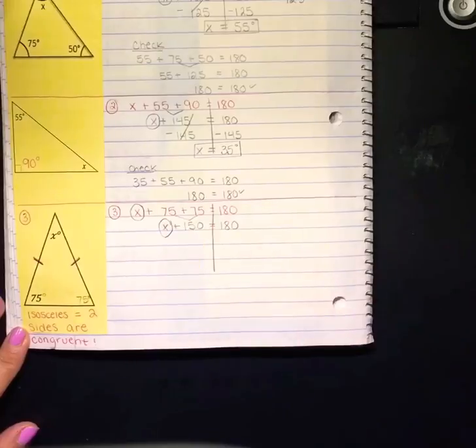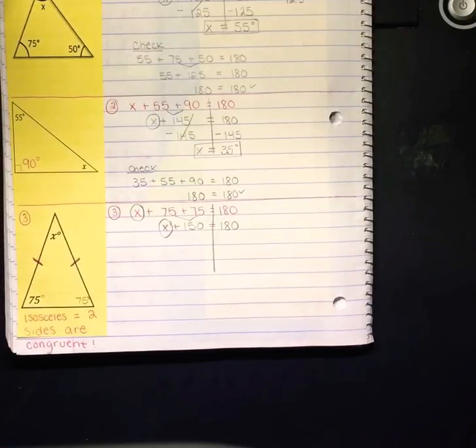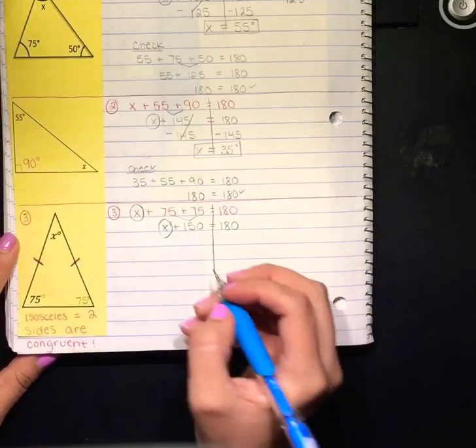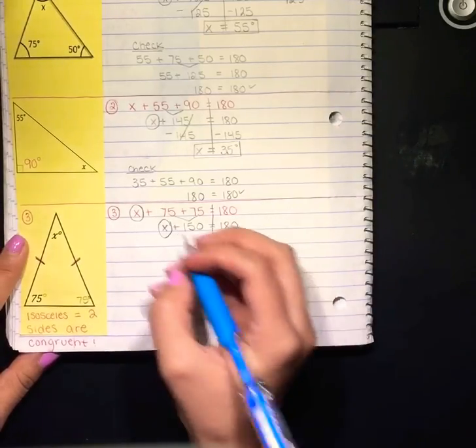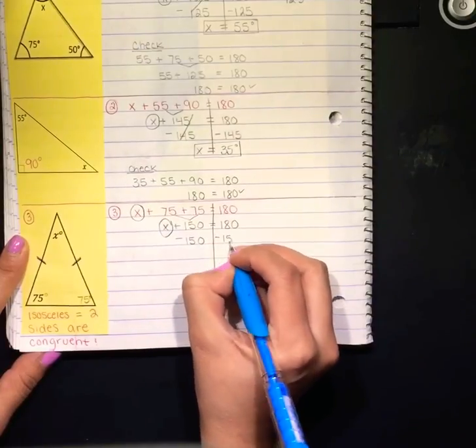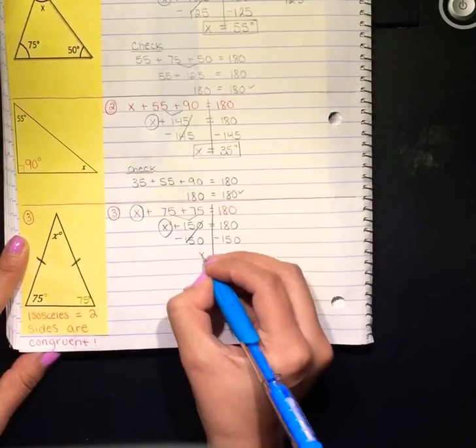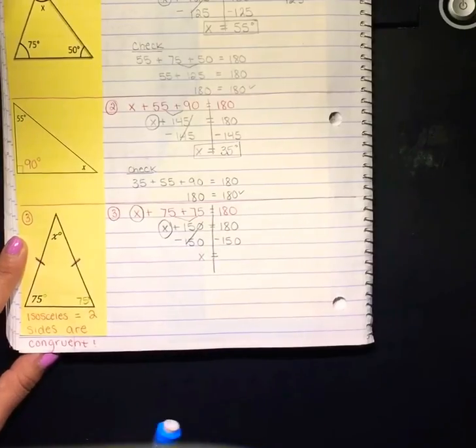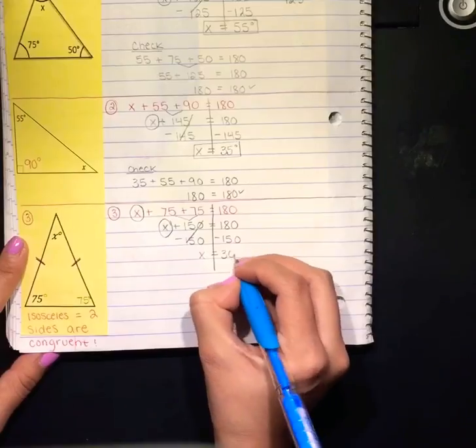Bring everything else down. I'll do the circle again. And Shanice, what do we need to do? We need to put 150 minus on both sides. Good. Subtract 150 from both sides. And what is our answer? 30. 30 degrees.